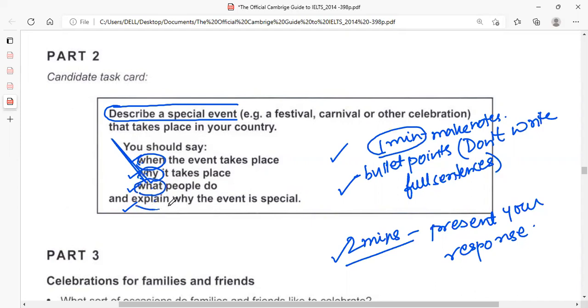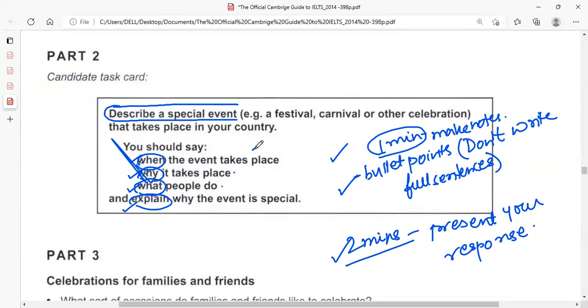Which means that some cues may need one sentence, maybe 2 sentences, but explain demands you to give at least 2 or 3 sentences. So understand these words: explain, what, why, when. Are you getting what I'm trying to say? Do not have this idea that just because you have 4 cues, there should be 4 sentences. No. The answer to the word explain would definitely be longer than why it takes place or when it takes place. So following the sequence is not mandatory, but answering each of the cues is very important.